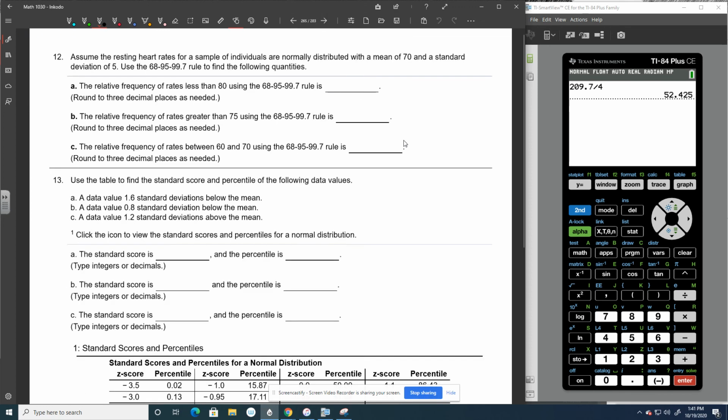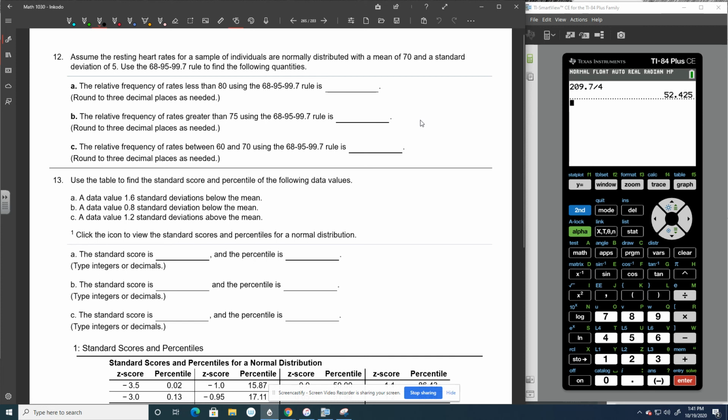Okay, number 12. Assume the resting heart rates for a sample of individuals is normally distributed with a mean of 70 and a standard deviation of 5. Use the 68, 95, 99.7 rule to find the following quantities. The relative frequency of rates less than 80.